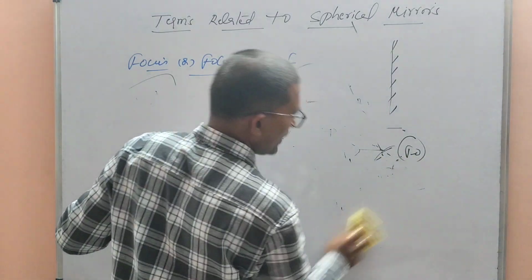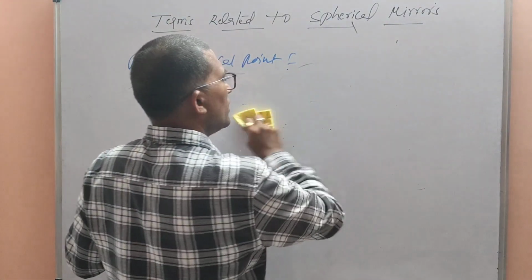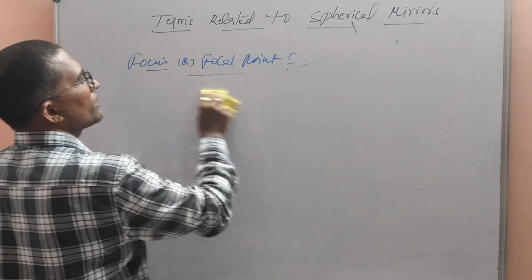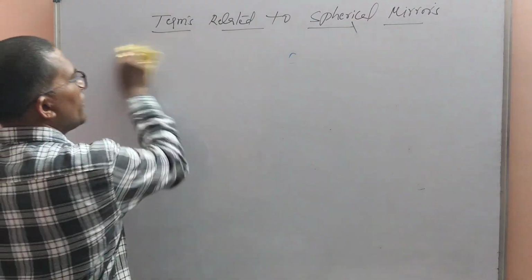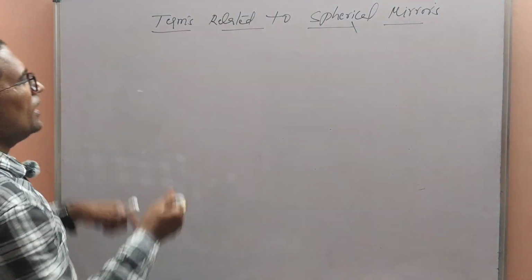There is no focal length for a plane mirror. There is no pole for the plane mirror. There is no center of curvature for the plane mirror. There is no radius of curvature even for the plane mirror. Now the last term related to the spherical mirrors is the focal length.